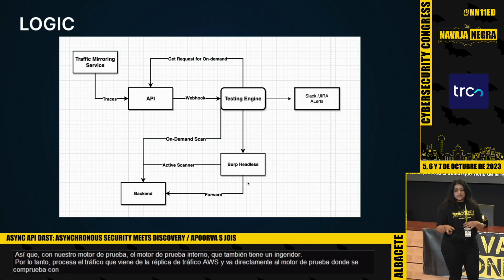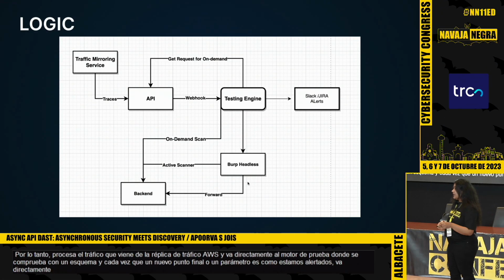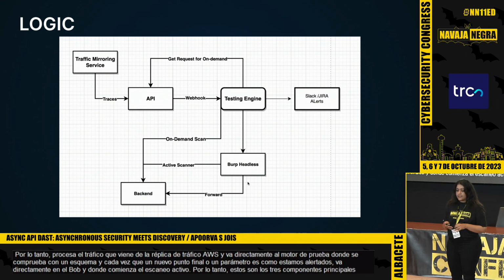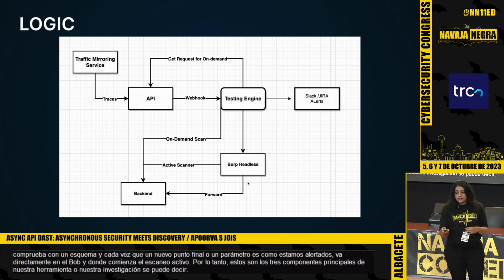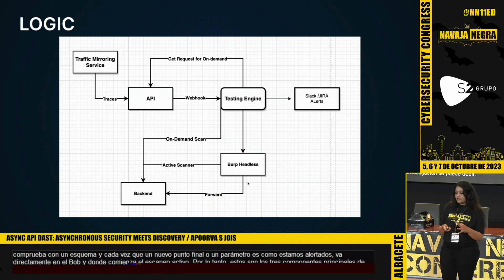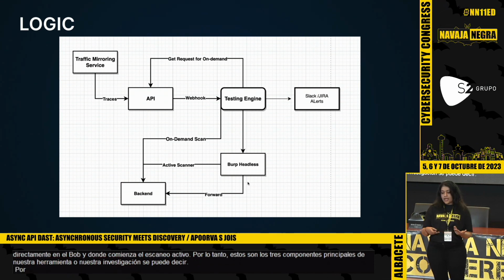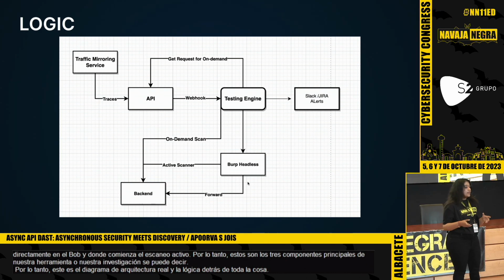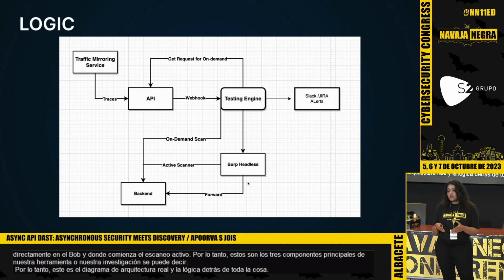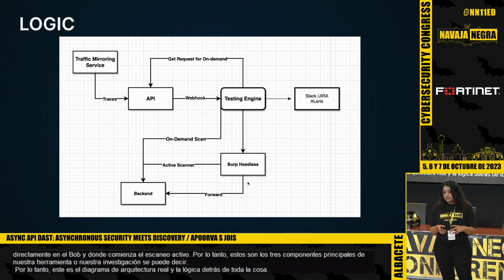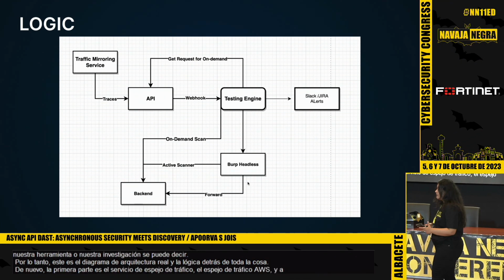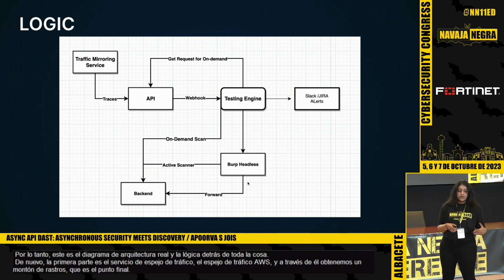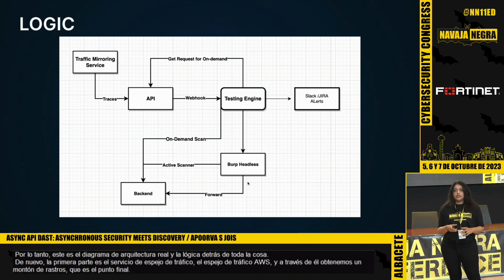So this is the actual architecture diagram and the logic behind the entire thing. Again, the first part is the traffic mirroring service, the AWS traffic mirroring. Through it, we get a bunch of traces, that is the endpoints. We have a custom-built in-house API. And every time the traffic goes through the API, we have a webhook involved. In the webhook, if any new endpoint is there, we are alerted.